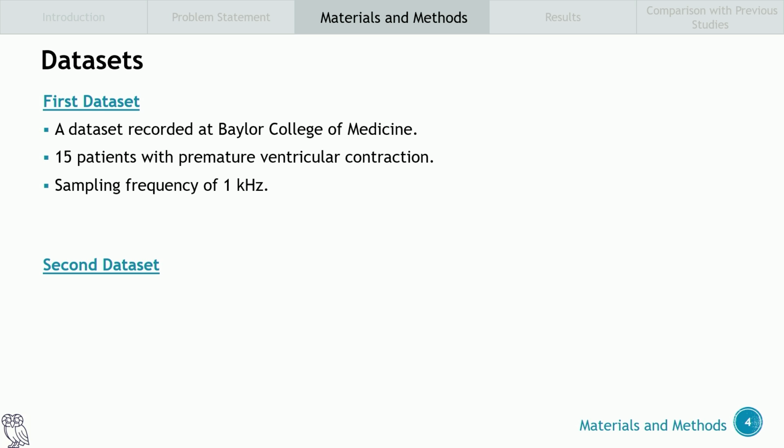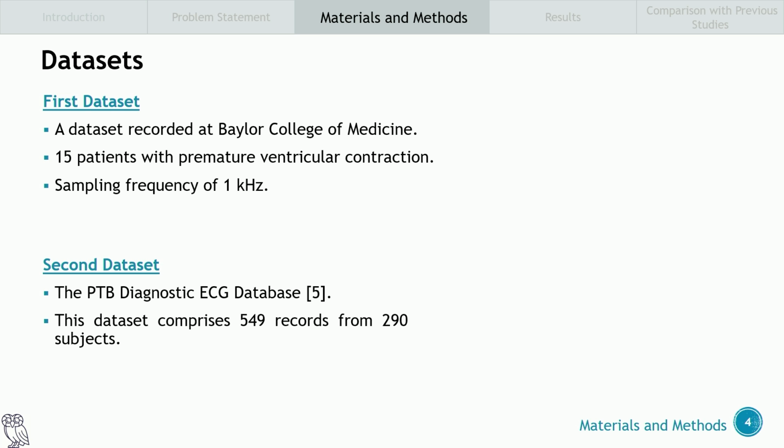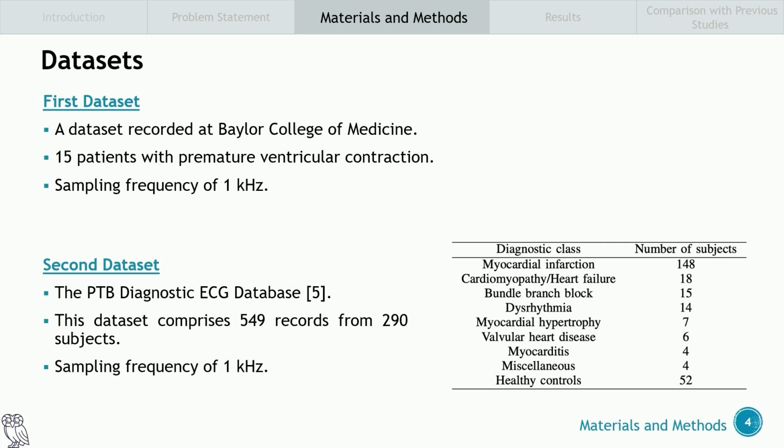The second data set is a public data. It's the PTB Diagnostic ECG Database. It's a larger data set with 290 patients. Each patient has 1 to 5 recordings with a total of 549 records. The sampling is 1 kilohertz again, and this is a diverse data set. It has patients with different cardiac problems.